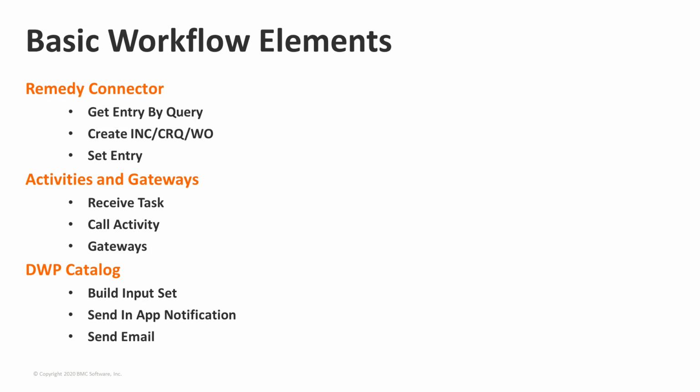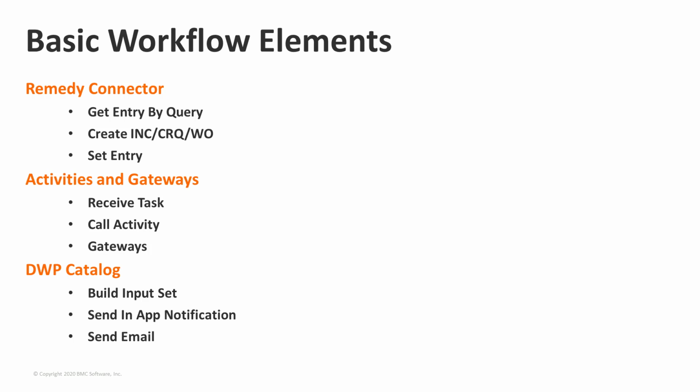And then on the DWP catalog side of the elements, we have a build input set, which is helpful when you're trying to create items. You can tell it what items need to be included in there. The send in-app notification. Now that in-app notification is in the context of DWP catalog. It's only going to appear there. It's helpful for troubleshooting workflow, which we're going to do a little bit later with one. It helps you to confirm your workflow is doing what you want it to.